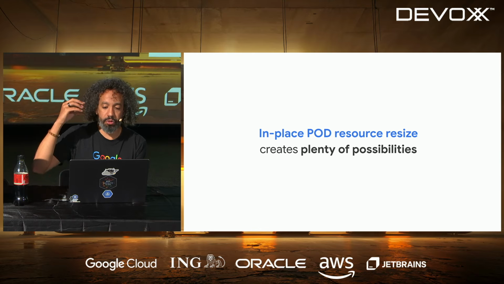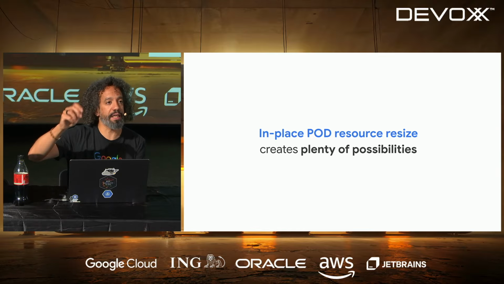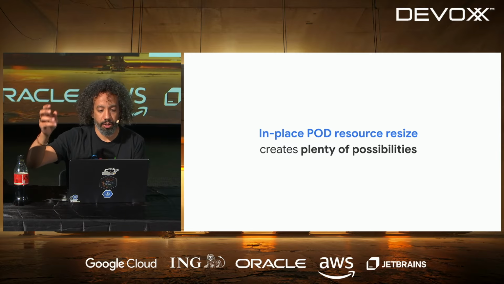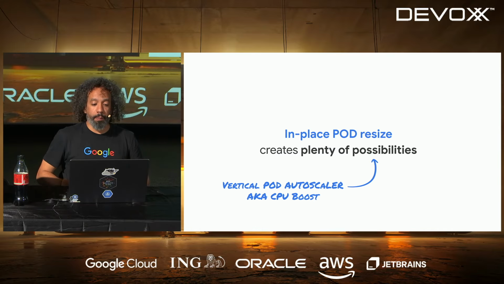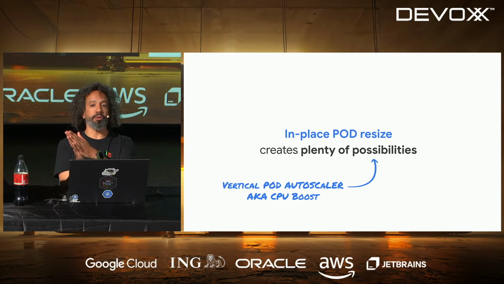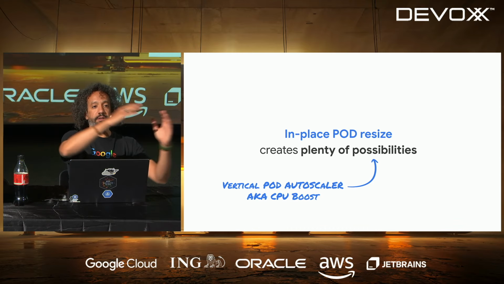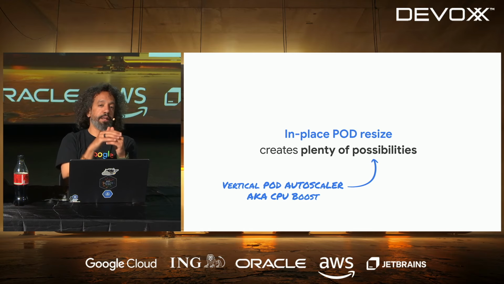And to use these possibilities, the community is actually already working on it. There is already a KEP, Kubernetes enhancement proposal, to implement something which I'm going to explain in a bit. You're probably all familiar with the Vertical Pod Autoscaler. Kubernetes has two autoscaler mechanisms for pods: horizontal pod autoscaler and vertical pod autoscaler. Horizontal pod autoscaler adds more replicas, vertical pod autoscaler resizes the pod. Vertical pod autoscaler today will restart the pod to resize it.